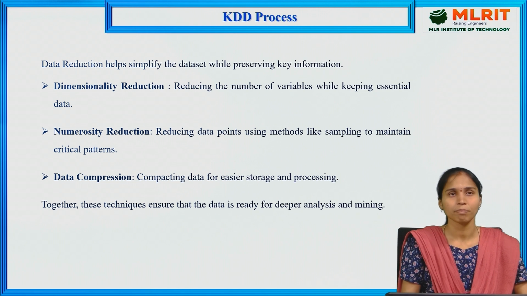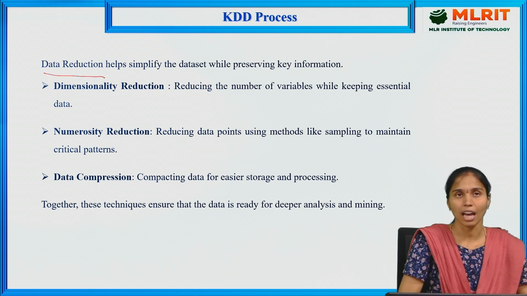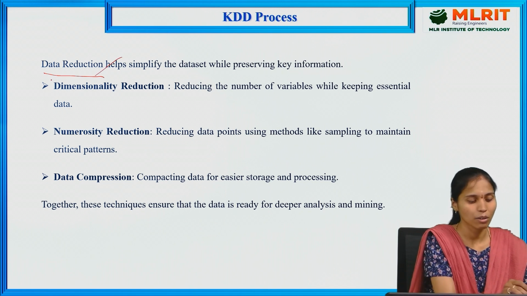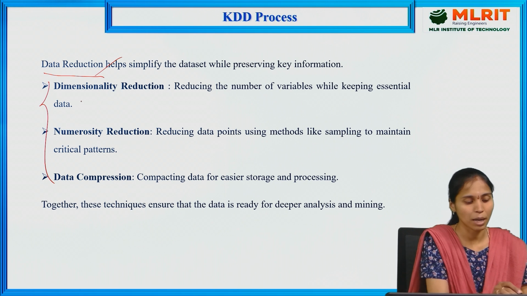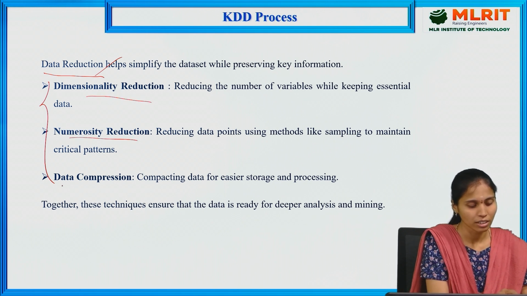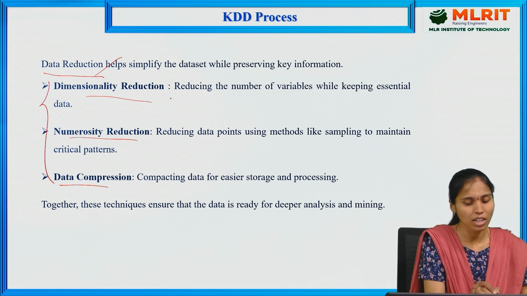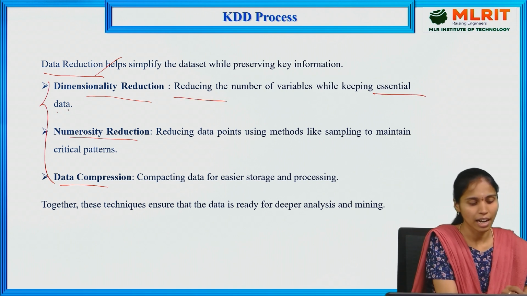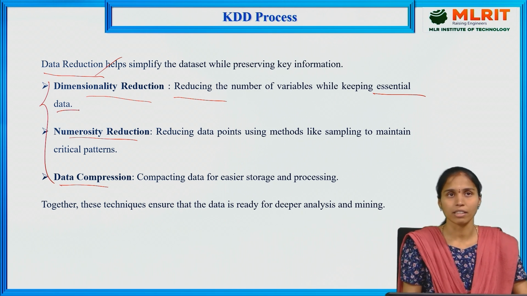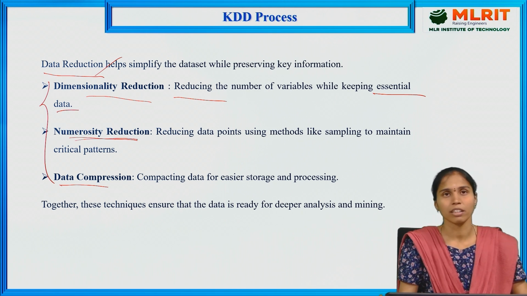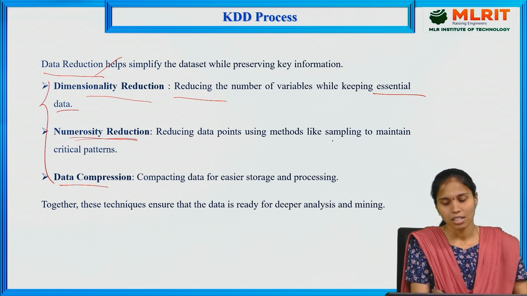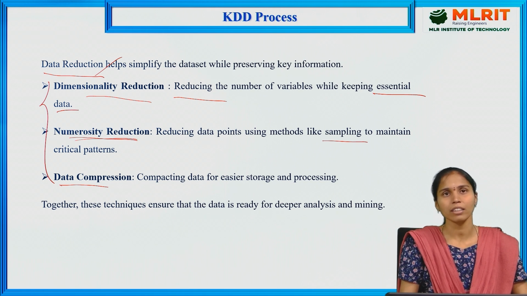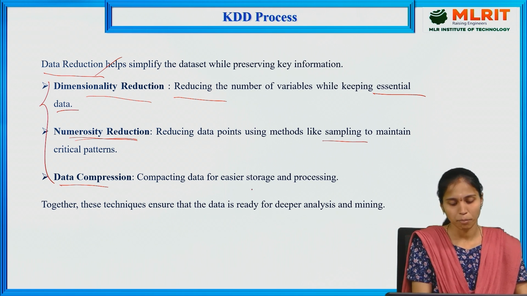Data reduction helps simplify the data set while preserving key information. In data reduction, we use these methods: dimensionality reduction, numerosity reduction, and data compression. Dimensionality reduction means reducing the number of variables while keeping essential data. Numerosity reduction means reducing the data points using methods like sampling to maintain critical patterns. Data compression means compacting data for easier storage and processing.